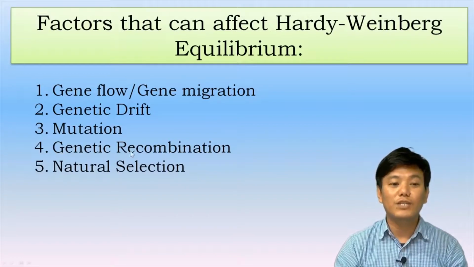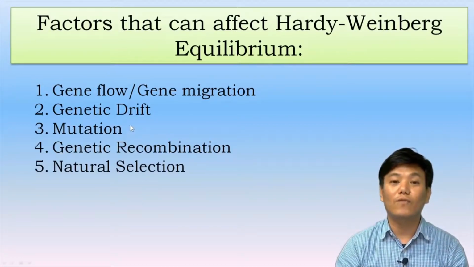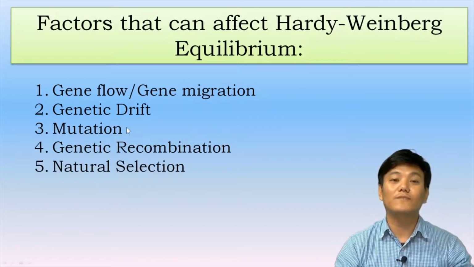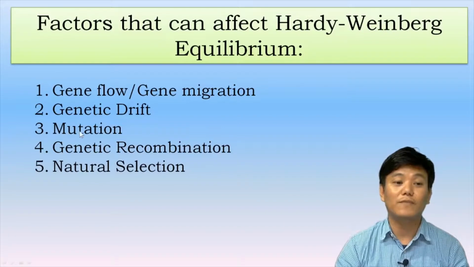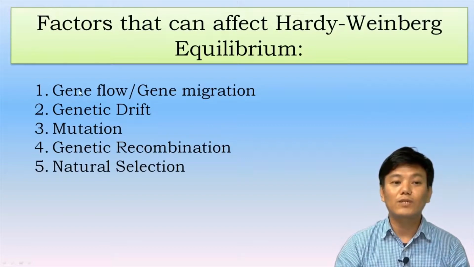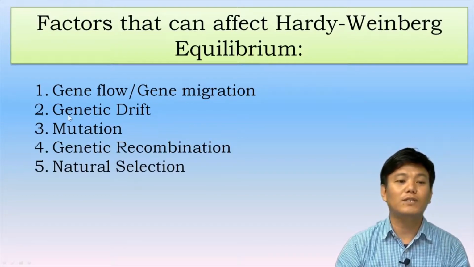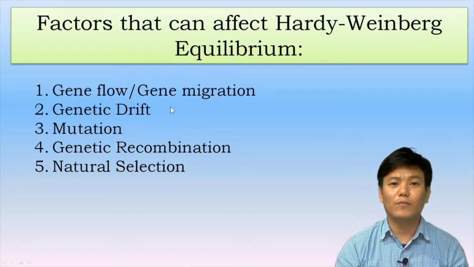And regarding genetic recombination and mutation, obviously they will lead to the formation of variations. So this will create new allelic frequencies, right? Allelic frequency will be changed by mutations and genetic recombinations by creating variations within the population. Now these two terms are new: gene flow and gene migration, and genetic drift. Gene flow and gene migration are the same, and then we have genetic drift. Let us try to study about them one by one.